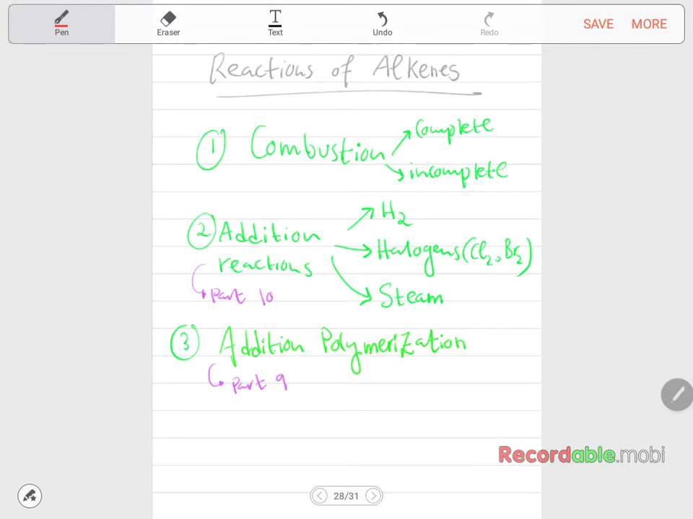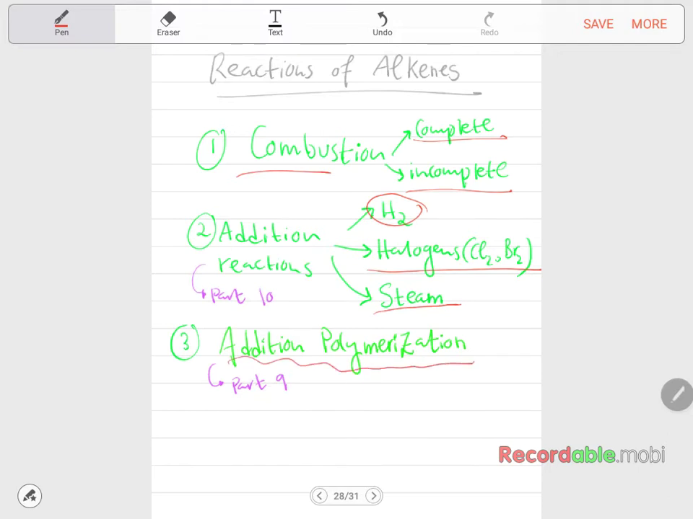Now let's go to the different reactions that the alkenes can undergo. Combustion, just like alkanes, there's complete and incomplete. You have addition reactions. They can add hydrogen, they can add halogens like chlorine or bromine. Halogens are group number 7 in the periodic table. And they can add steam as well, which is water. And they can undergo another type of reaction, which is addition polymerization.